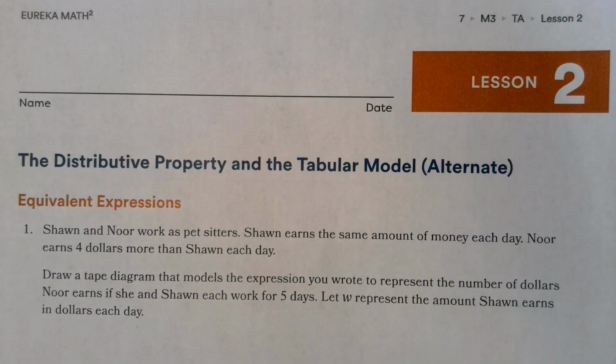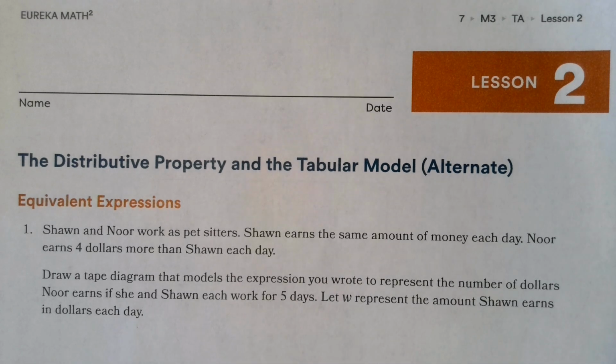Today's lesson is from 7th grade, Module 3, Lesson 2, the distributive property. We're going to start with question 1, talking about Sean and Noor, the pet sitters. Sean earns the same amount of money each day. Noor earns $4 more than Sean each day.